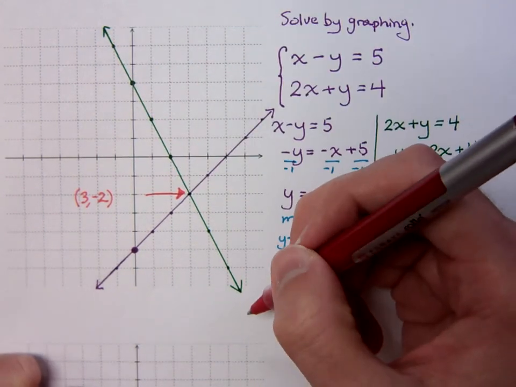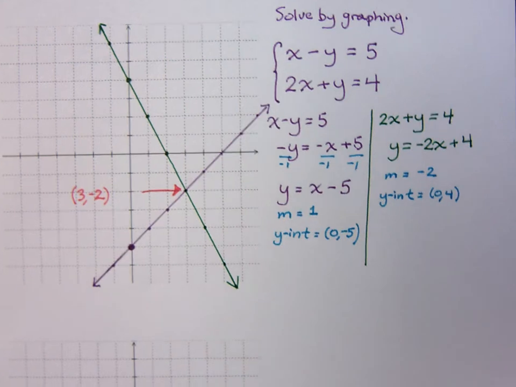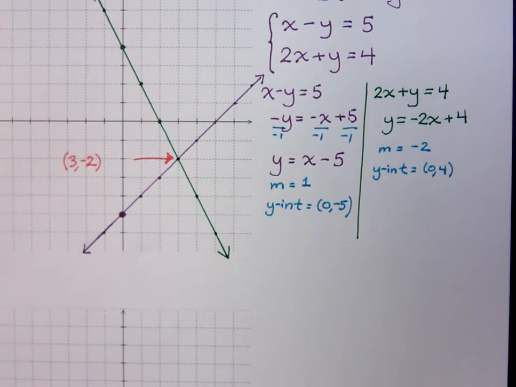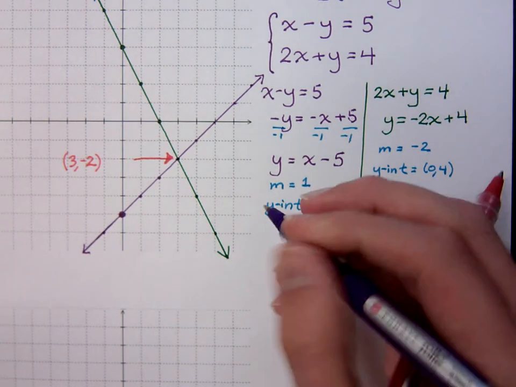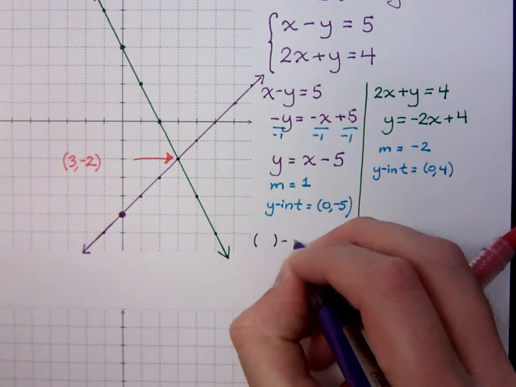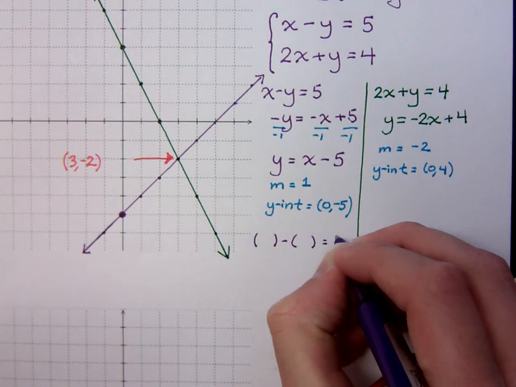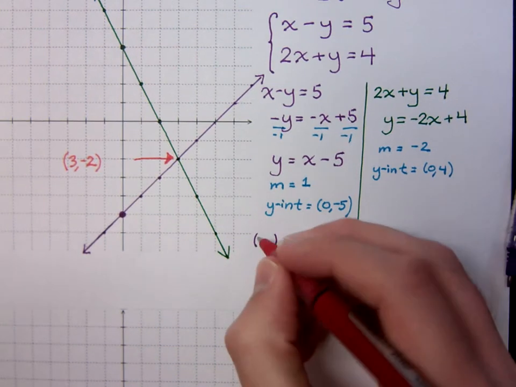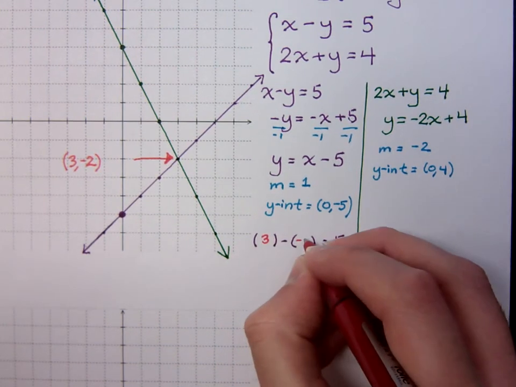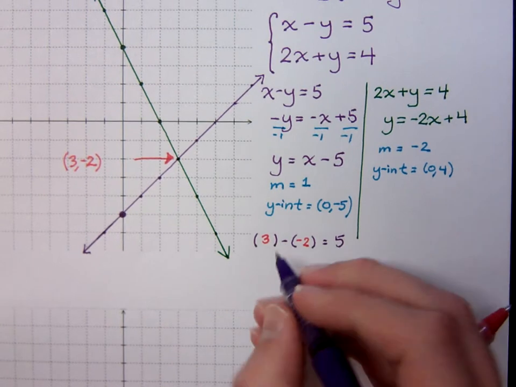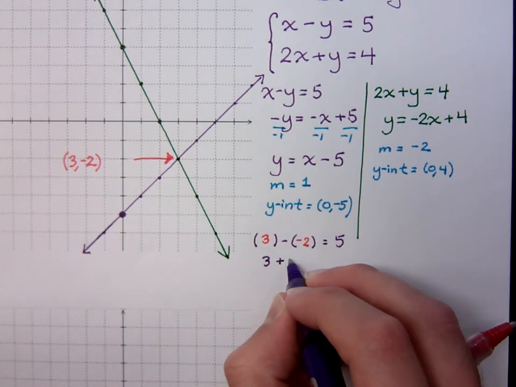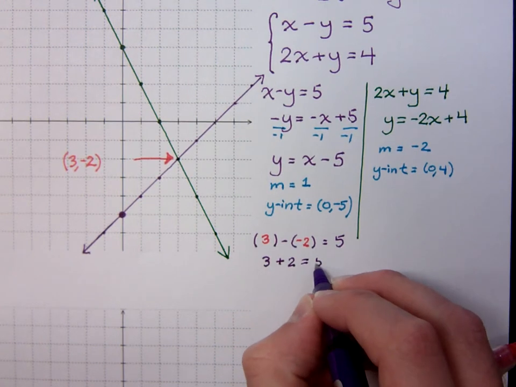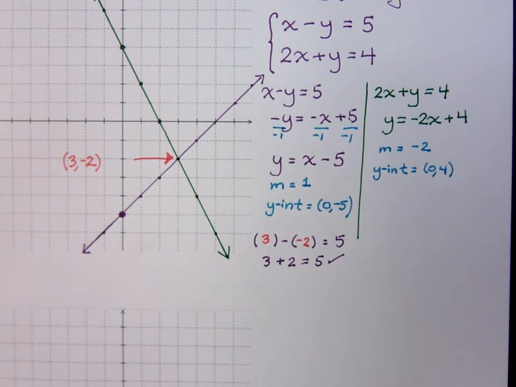Well, how do we know if this is true? Well, we can check our work. If we say that 3, negative 2 is the solution, it should work in both of these. Well, if I plug 3, negative 2 into my purple line, plug in my 3, plug in negative 2, what do I get? Well, that's 3. Negative times negative is a positive 2. Does this equal 5? Yes, it does. So I know it works in the first guy.